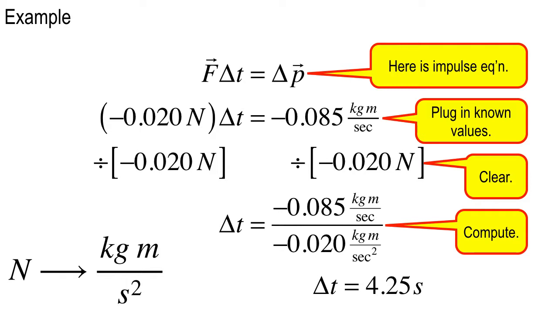And so in the homework problem, the question was, give me the stopping time to the nearest tenth of a second. So here's your answer, but now you want it expressed to the nearest tenth. So it would be 4.3. All right, so that's a sample of an impulse equation used to figure out a stopping time.